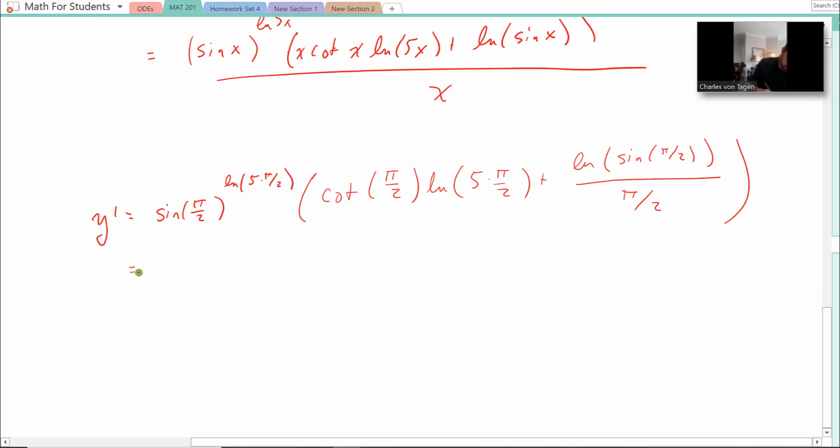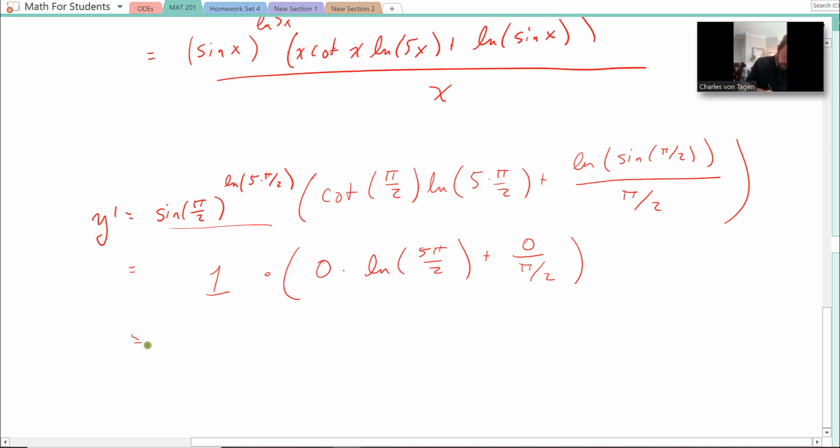Now the sine of pi over 2 is 1. I'm not sure what the natural log of 5 pi over 2 is, but I know that 1 to any fixed power is going to be 1. So this whole factor right here is just 1 times the cotangent of pi over 2 is 0. So that's going to be 0 times the natural log of 5 pi over 2 plus, we already said that the sine of pi over 2 is 1. The natural log of 1 is 0, so we get 0 all over pi over 2.